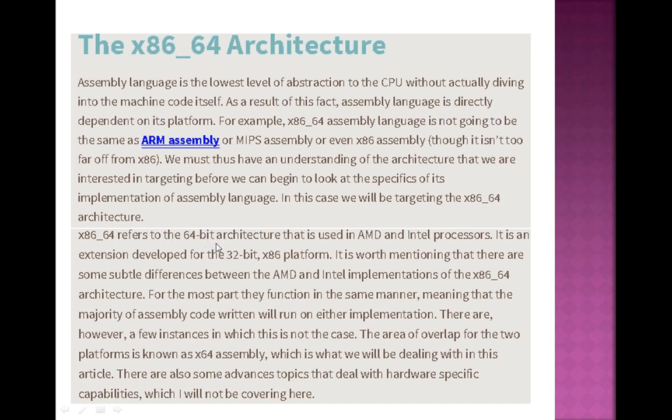x86-64 refers to the 64-bit architecture that is used in AMD and Intel processors. It is an extension developed for the 32-bit x86 platform. This is the most important line: it is an extension for the 32-bit, that is IA32, x86 platform.